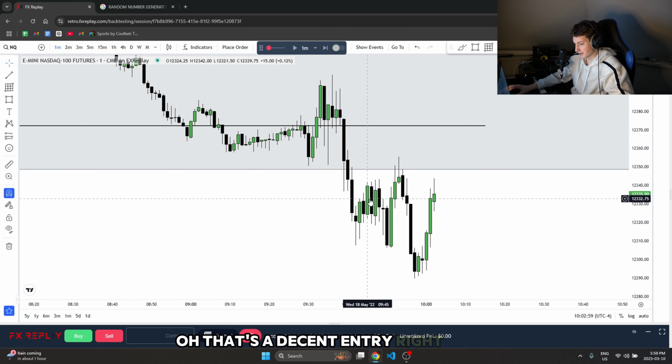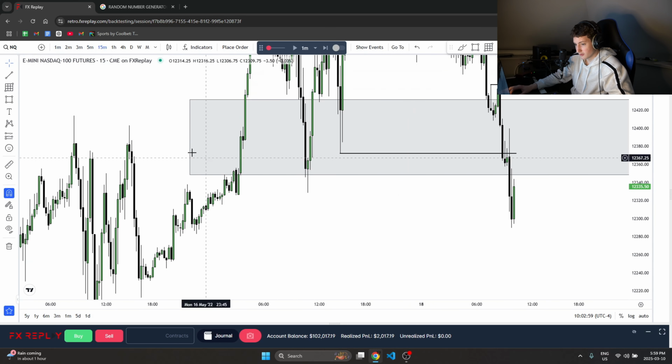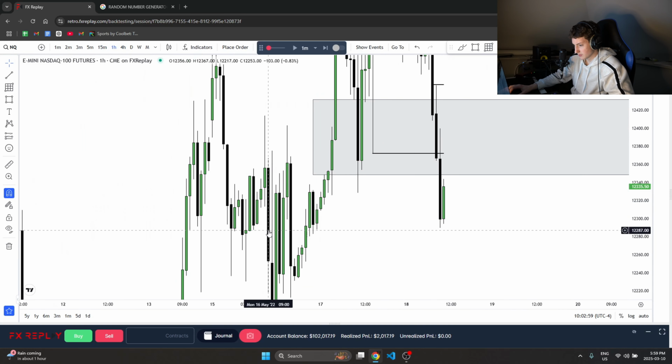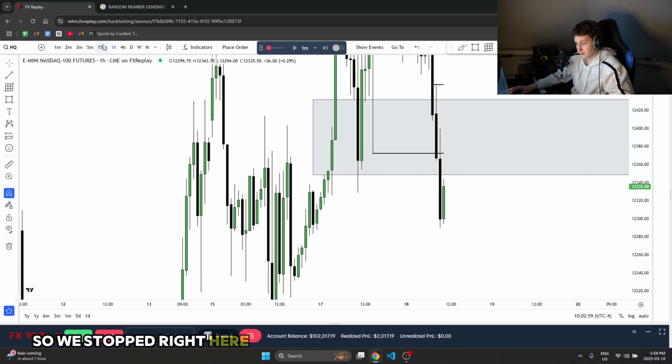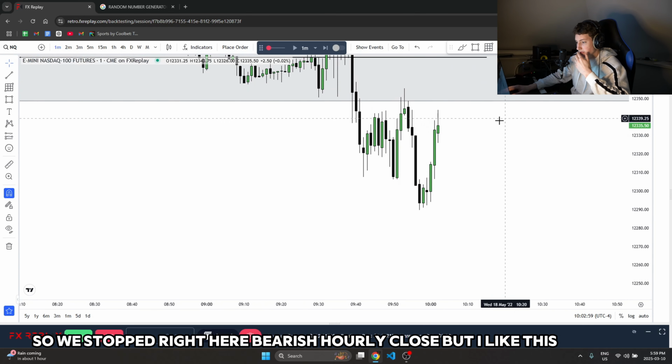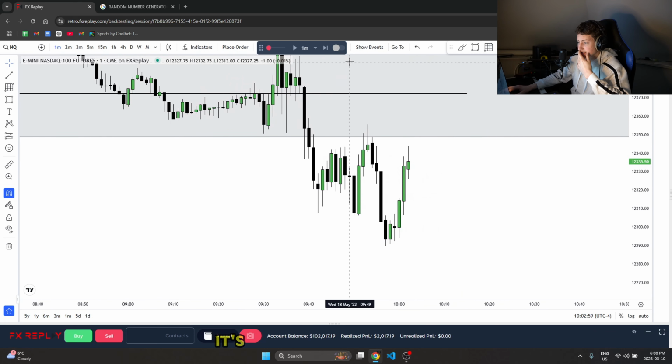Ooh, that's a decent entry right there. Depends on where we are. So we stopped right here. Bearish hourly close, but I like this reaction. It's worth a shot, I think.